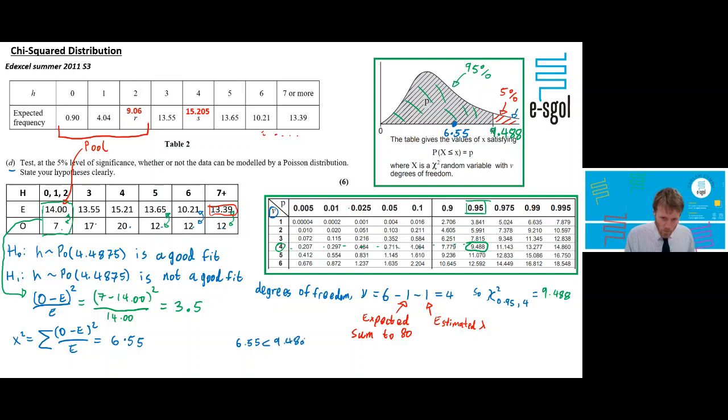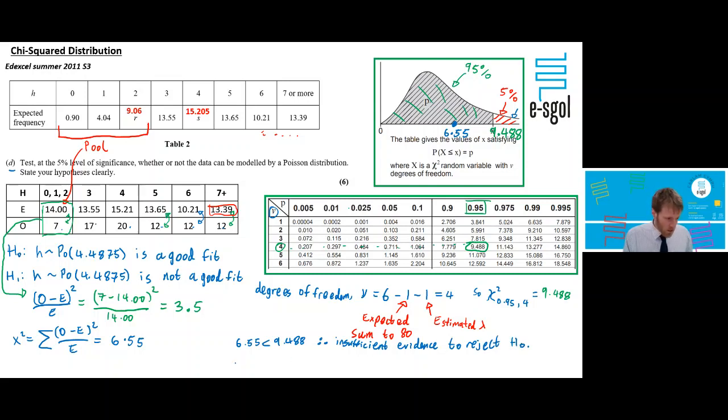9.488. Therefore, we have insufficient evidence to reject the null hypothesis. So insufficient evidence to reject H0.